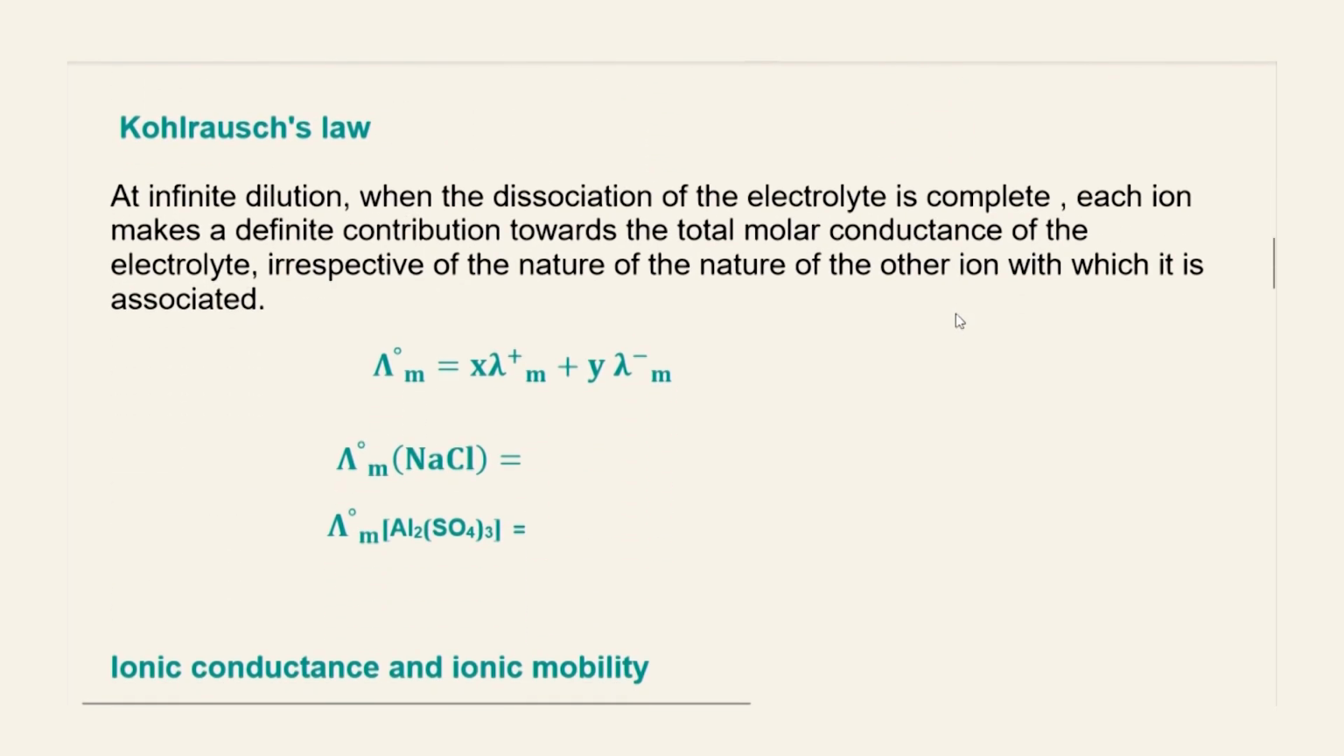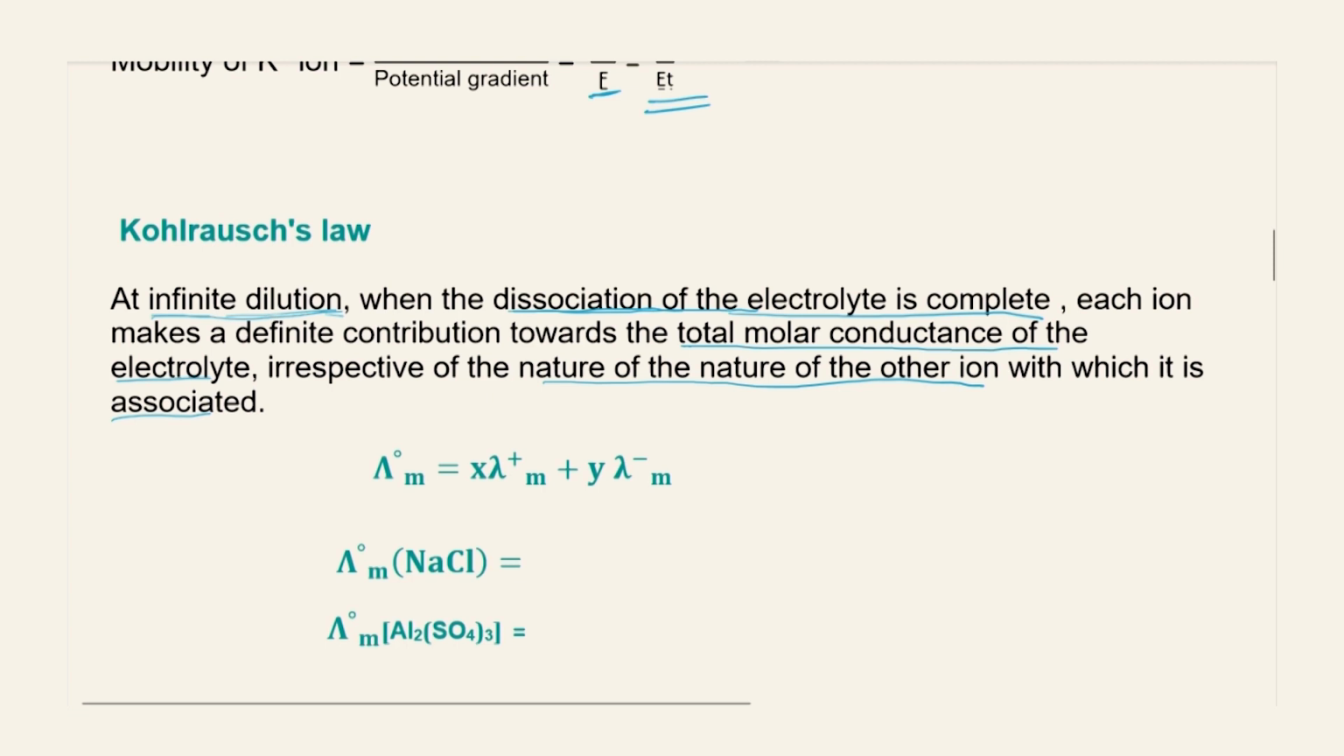Next, what we are going to see is Kohlrausch's law. Kohlrausch's law states that at infinite dilution, the condition is infinite dilution, there is no other condition other than infinite dilution, when the dissociation of the electrolyte is complete, that is when lambda 0 m or lambda 0 EQ, whatever it is, each ion makes a definite contribution towards the total molar conductance of the electrolyte, irrespective of the nature of the other ion with which it is associated. The condition is at infinite dilution. So, it is very important.